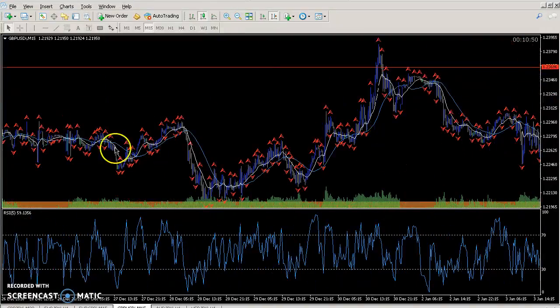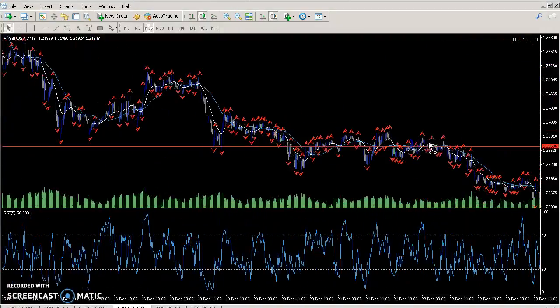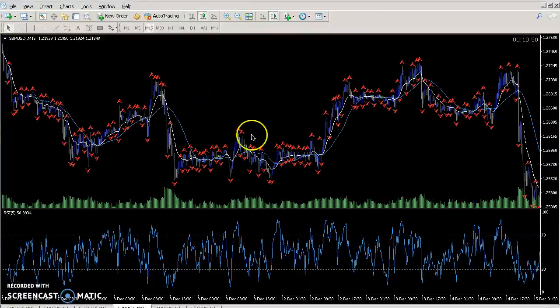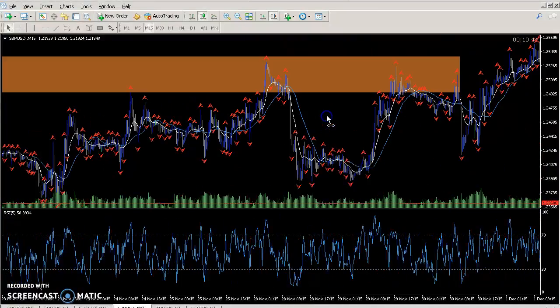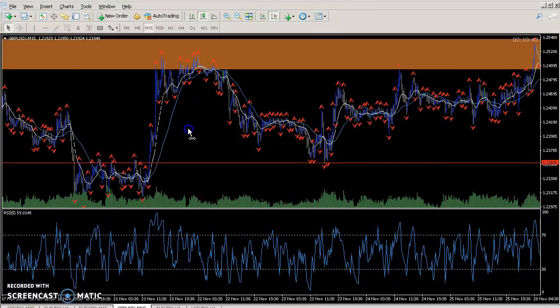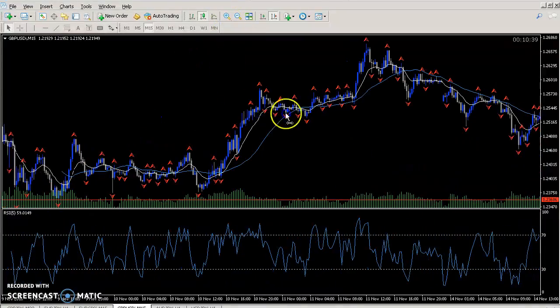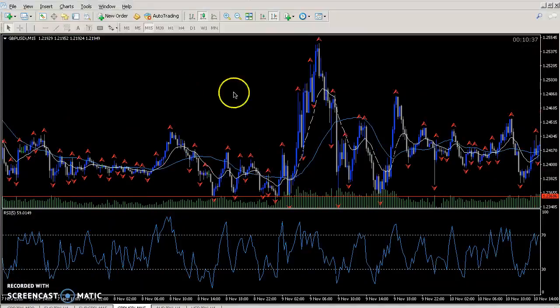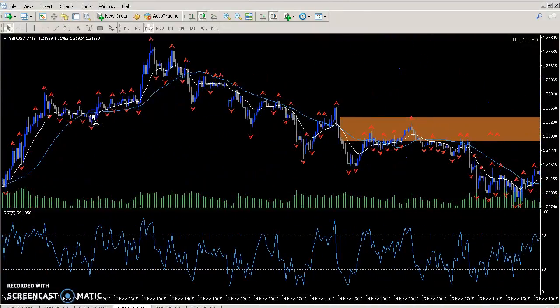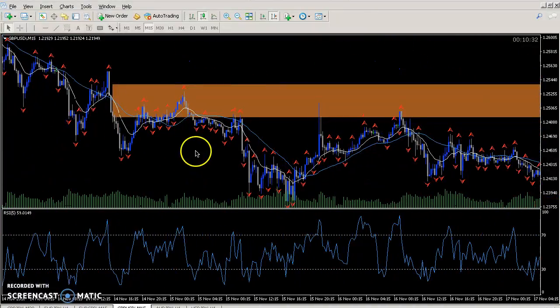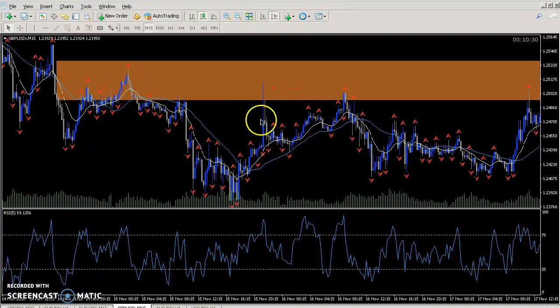I did go back a little bit too far. Okay, here it is. So look, boom, shot up. It's oversold and overbought, right? It's oversold and overbought.